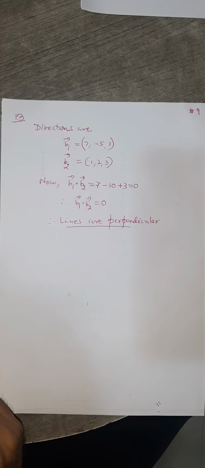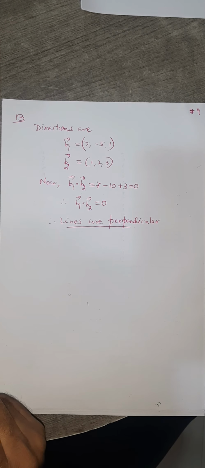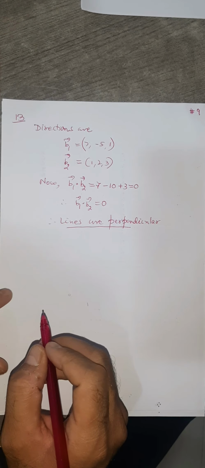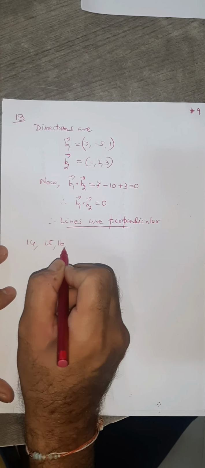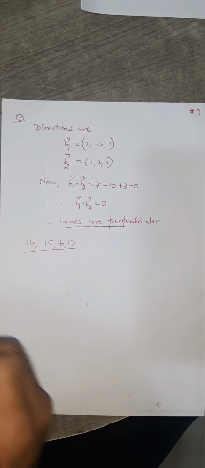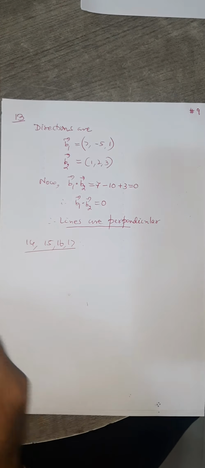Now the next 4 questions. Get the shortest distance between two lines, so it must be skew lines. 15 is shortest distance, 16 shortest distance, and 17 is again about shortest distance. So these 4 questions, 14, 15, 16 and 17. In these questions you are going to find the shortest distance between 2 lines.